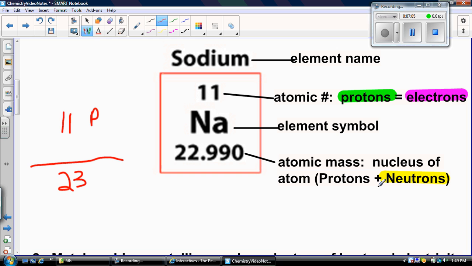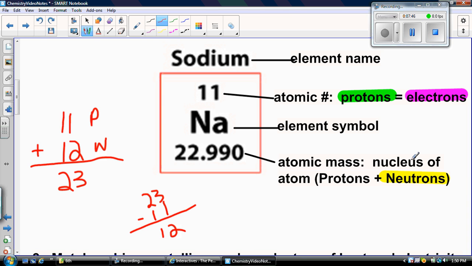You know protons plus neutrons give you that atomic mass. So 11 plus what number of neutrons is going to give you 23? So what you do is you take 23, which is the atomic mass, subtract the number of protons, which is 11, or the atomic number, and you're going to get 12. So now you know how many neutrons sodium usually has. It's 12 neutrons, because 11 plus 12 gives me 23. That's my atomic mass, protons plus neutrons, because that's what's in the nucleus of an atom.